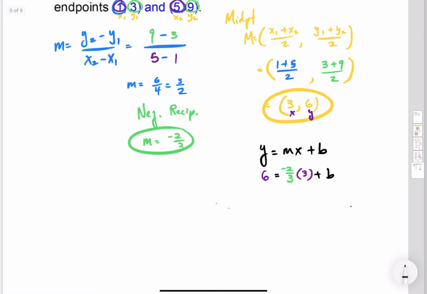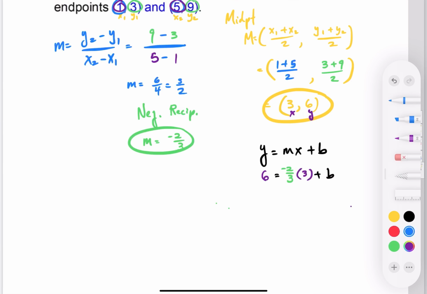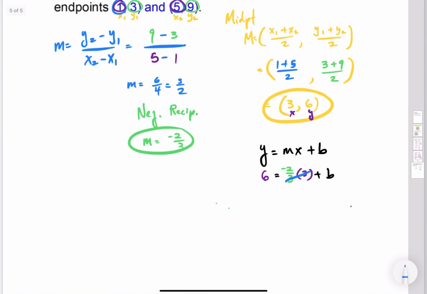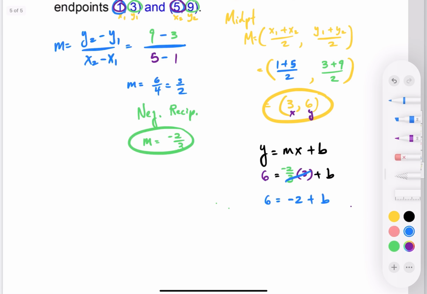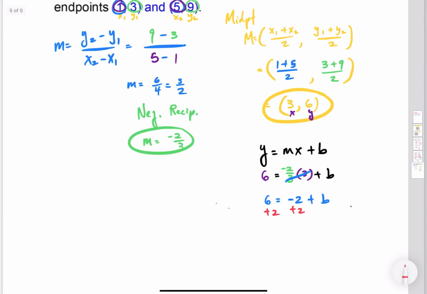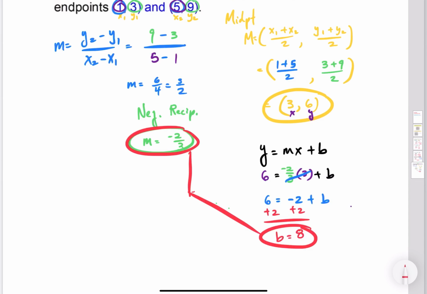Okay, now in order to do this, we got to multiply negative 2/3 times 3, which is just going to cancel out the 3. So now we got 6 is equal to negative 2 plus b. And then we just add 2 on both sides. So b is equal to 8. Well, now that I know what b is, and I have my slope, I'm going to bring those two together, and that's going to give me y is equal to negative 2/3 x plus 8. So that's the equation of our line. That is a perpendicular bisector, and it goes through the points 1, 3, and 5, 9.